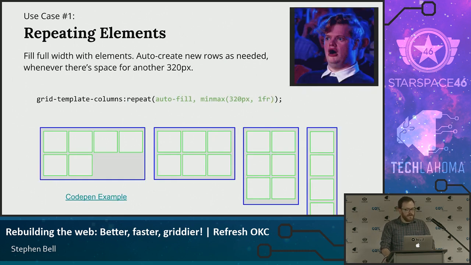Okay. So another thing that's really cool about this grid system is that you're not stuck just specifying the number of columns in the grid or the number of rows. You can do this autofill thing where it'll try to cram in as many different columns as it can into the page. Whenever there's enough space for another 320 pixel wide column, it'll add another column. Let me show you what that looks like real quick.